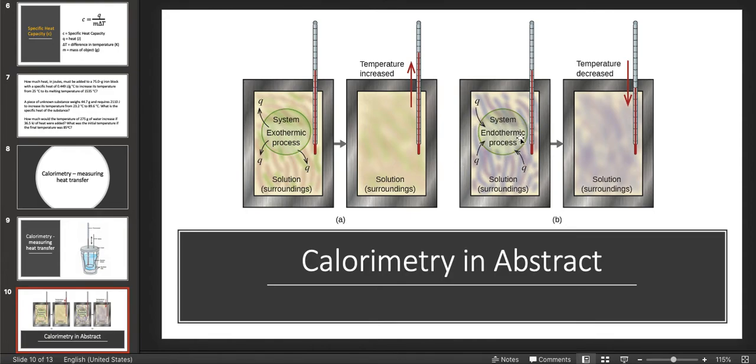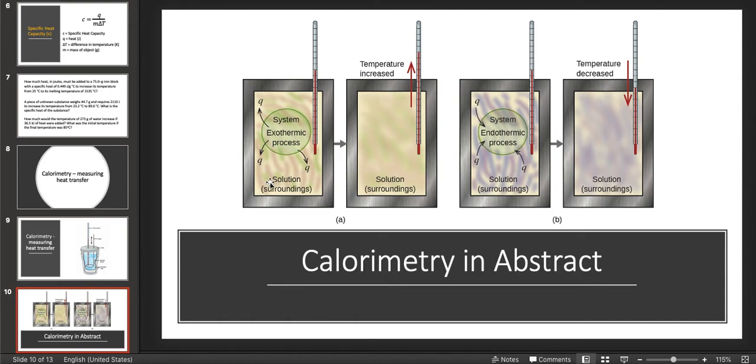Once they reach thermal equilibrium, the temperature doesn't change anymore, and there is no more heat flow. So this is a picture of an exothermic process. This is a picture of an endothermic process. Now it depends on what you're looking at, what you're measuring. Here I'm measuring the temperature of the surrounding in both cases. In an exothermic process, the temperature of the surrounding increases, and in an endothermic process, the temperature of the surrounding decreases. The opposite is true for the system.